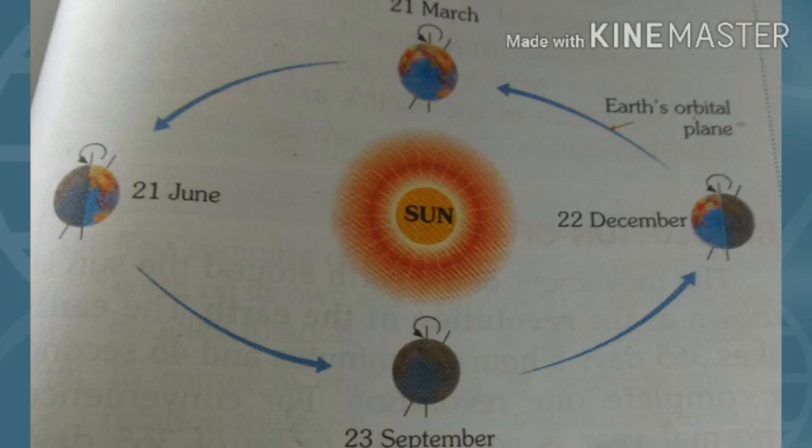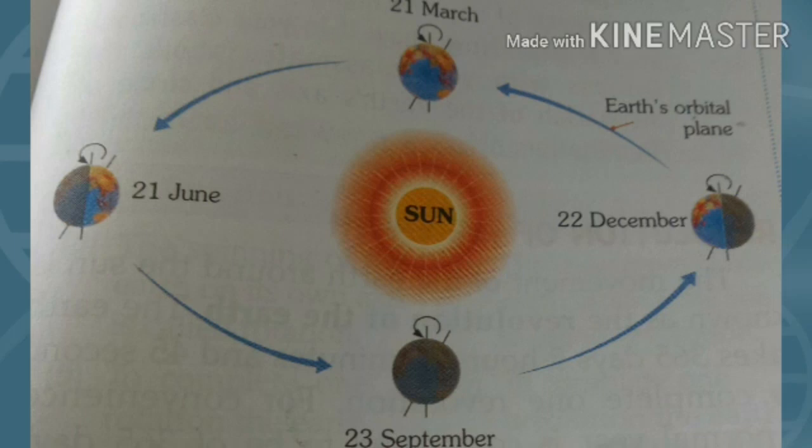The earth takes 365 days, 5 hours, 48 minutes and 45 seconds to complete what? One revolution. Okay. For our convenience, a normal year is considered to be of how many days? 365 days. Clear children? Therefore, the revolution of the earth is also called what? Annual motion of the earth.